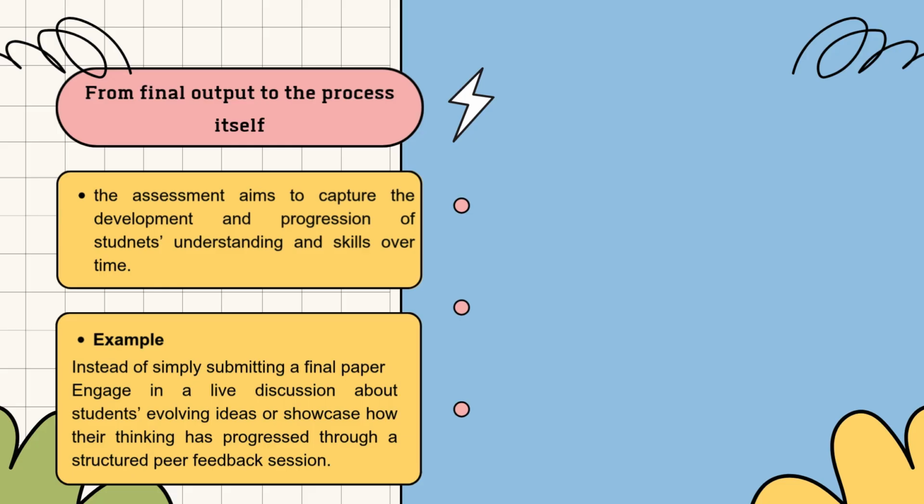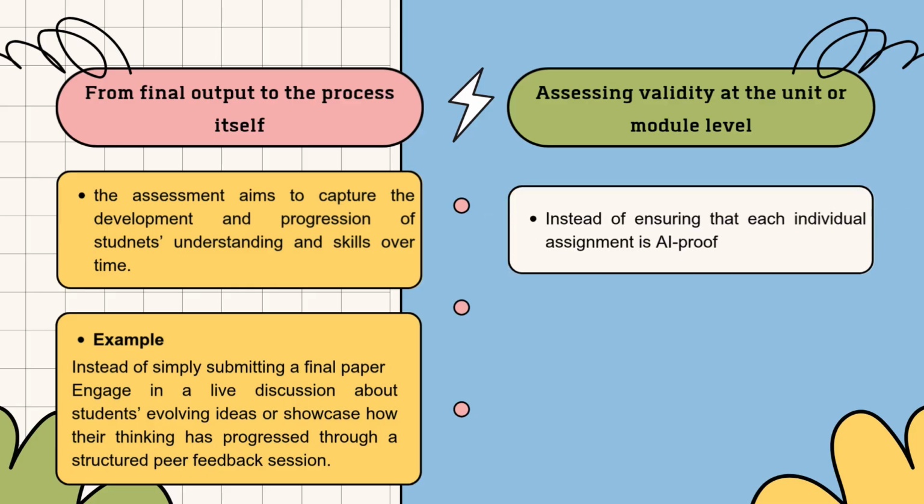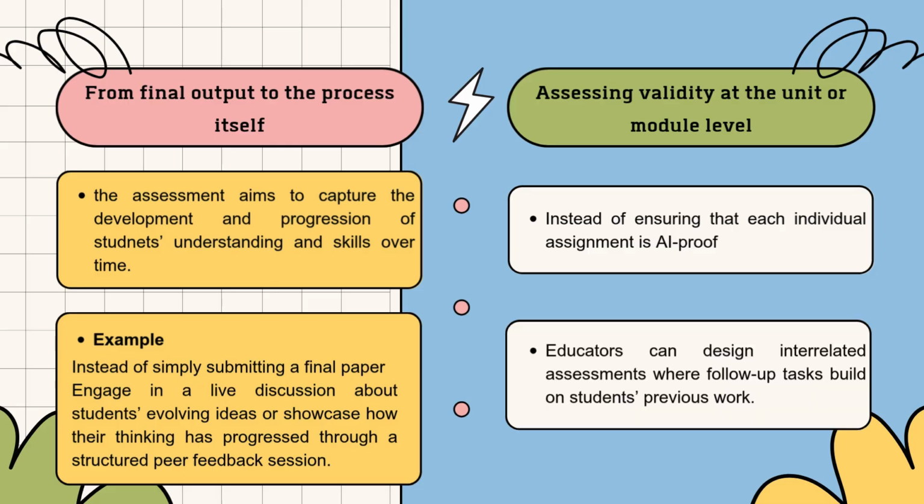Second, structural changes often involve assessing validity at the unit or module level, rather than just the individual task level. Instead of ensuring that each individual assignment is AI-proof, educators can design interrelated assessments where follow-up tasks build on students' previous work.